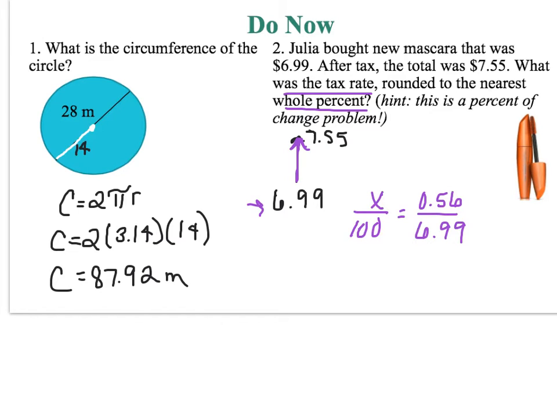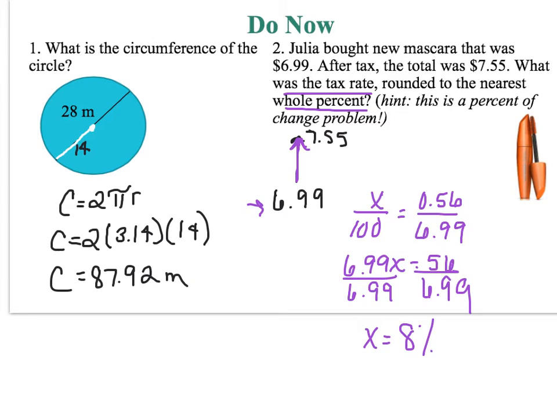From there, I'm going to cross multiply, so 6.99x equals 56. Divide both sides by 6.99, and it says round to the nearest whole percent. So the nearest whole percent is going to be 8%, which means my tax rate when she bought that mascara was 8%.